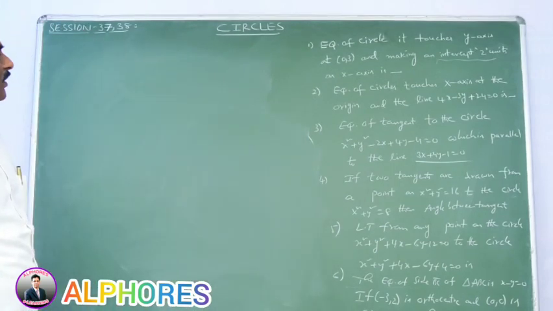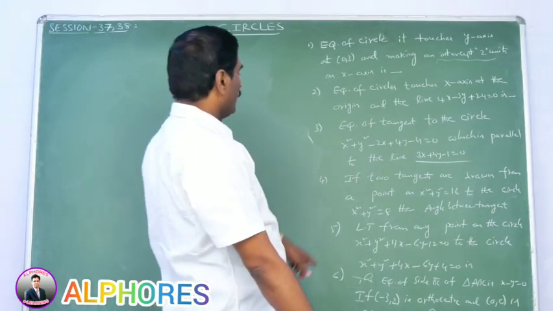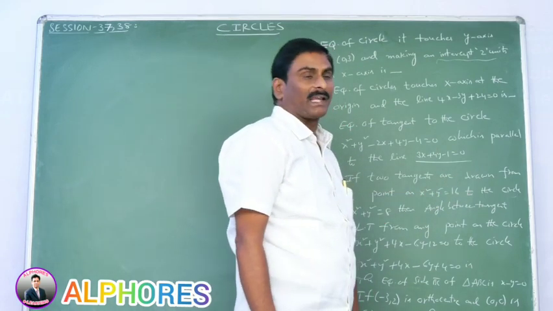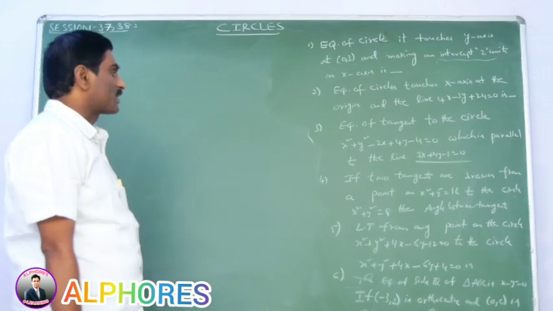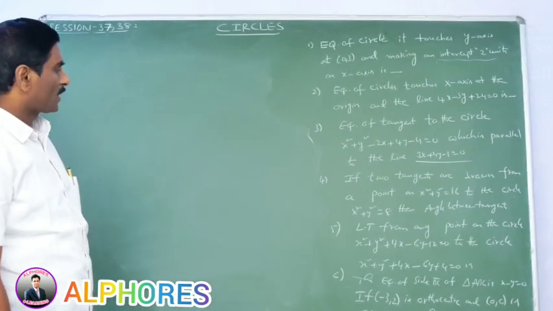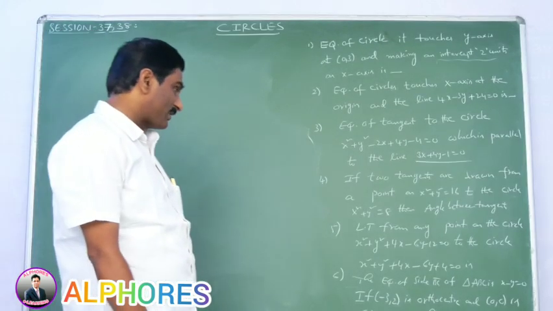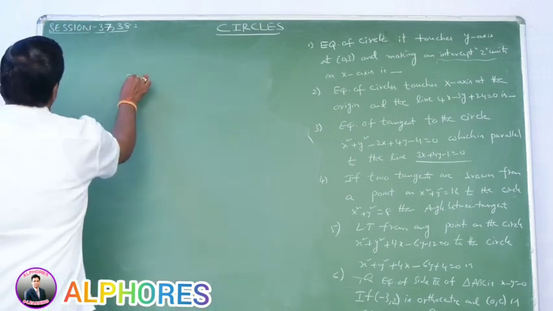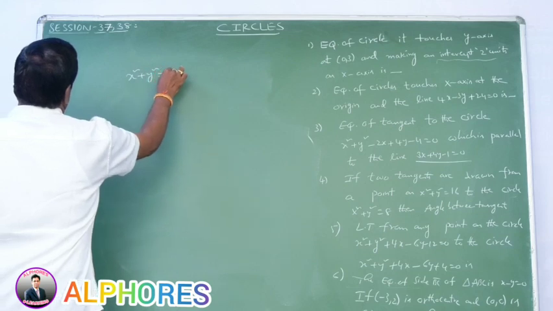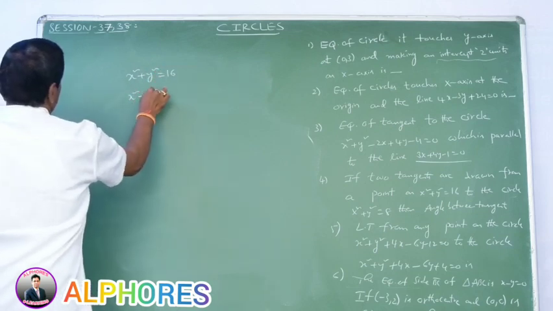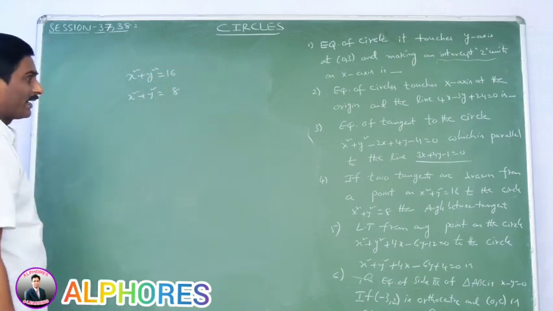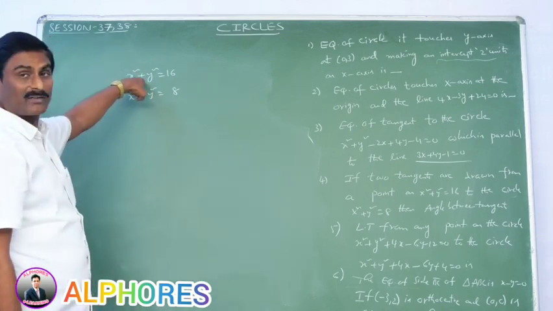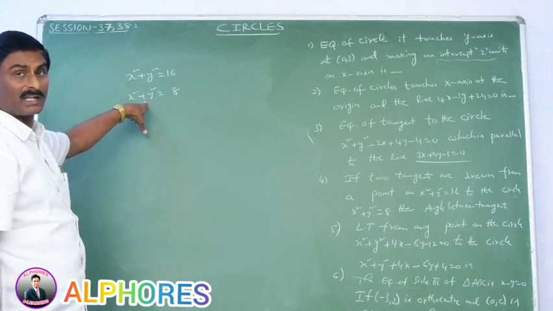If two tangents are drawn from a point on the circle x square plus y square is equal to 16, to the circle x square plus y square is equal to 8, then angle between the tangents. Here two circles are given. One of the circle is x square plus y square is equal to 16 and another circle is x square plus y square is equal to 8. Here two tangents are drawn from these two. Please observe this point. In this case the center of the circle is 0, 0. In this case also center of the circle is 0, 0.